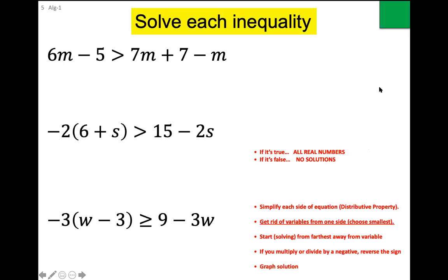All right, so here's 3 problems. Go ahead and pick 2 out of the 3. You're either going to get an answer or you're not going to get an answer. And if you don't get it, meaning the variables drop away, then the answer is either no solution or all real numbers. Pick 2 of the 3 and do them, please.